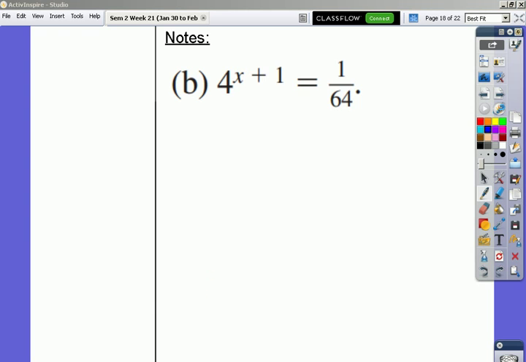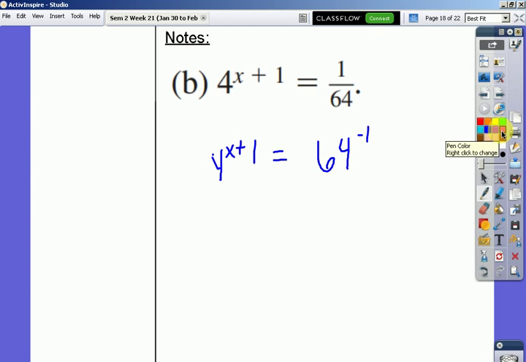First thing we want to do is express that fraction as a negative exponent. So I have 4 to the x plus 1, and I'm going to set that equal to what? I have to express 1 over 64 as a negative exponent. 64 to the negative first, right? 64 to the negative first. Don't break it down quite yet. We'll get there. You have a couple choices.